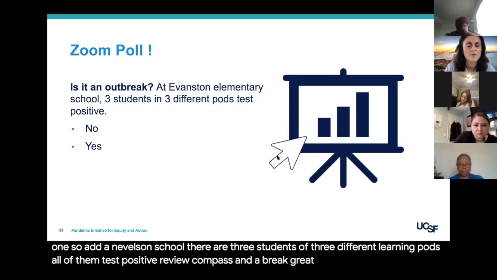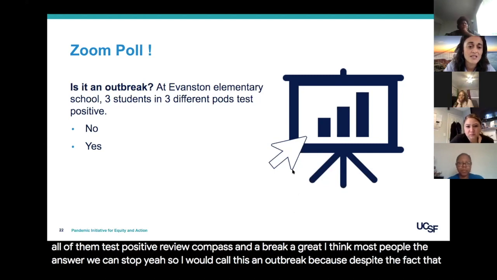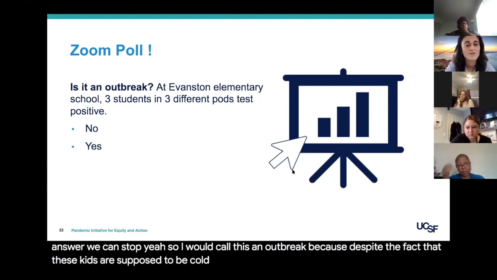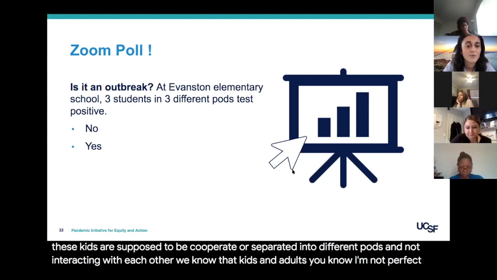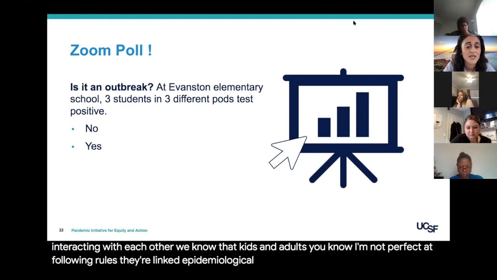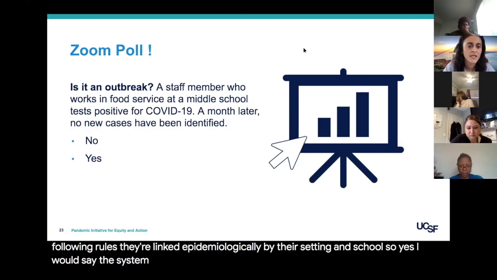Okay, great. I think most people have answered. We can stop. Yes, I would call this an outbreak because despite the fact that these kids are supposed to be cohorted or separated into different pods and not interacting with each other, we know that kids and adults are not perfect at following rules. They're linked epidemiologically by their setting, the school. So yes, I would say this is an outbreak. Okay. Next.